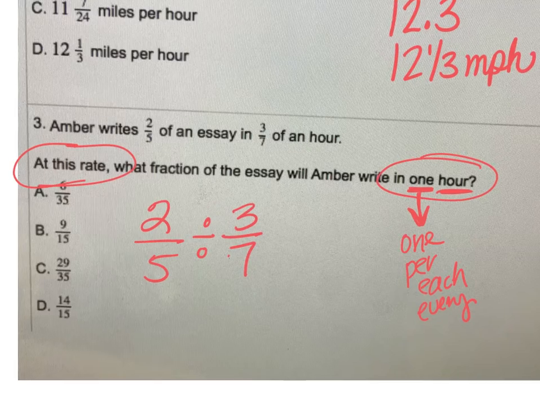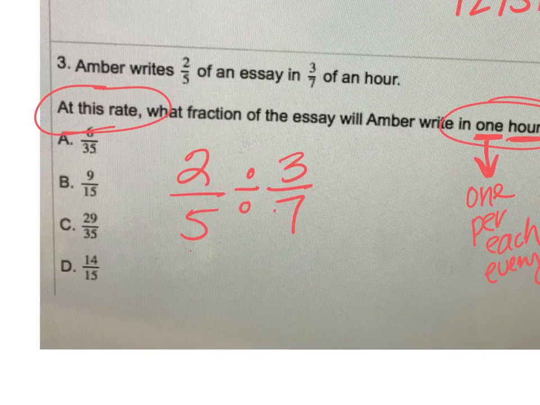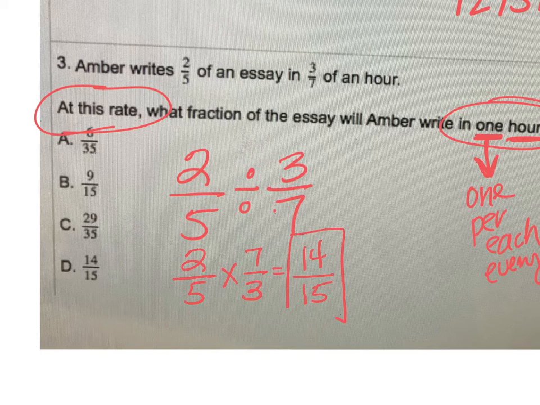What are we going to keep? 2/5. What are we going to change? And what keep, change, and what are we going to flip? All right, so we keep, change, flip. How do you multiply fractions? Across. 2 times 7? 14. 5 times 3? 15. Very good. Easy peasy.